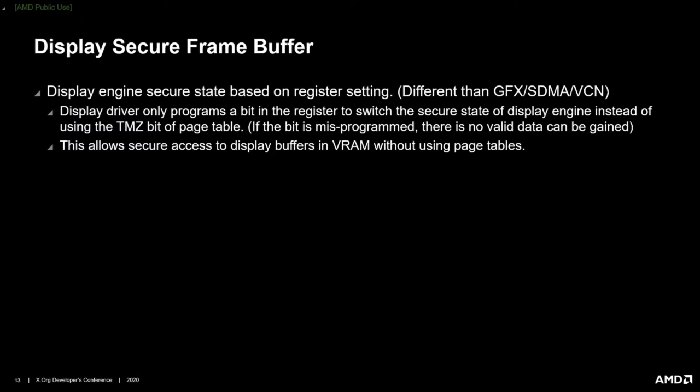In this case, it allows secret access to the secret buffer in VRAM without using page tables. As we know, the display engine may use direct access for the local frame buffer. So at that time, there are no page tables for the traditional TMZ flag setting. That's the reason we have to use the register setting here.